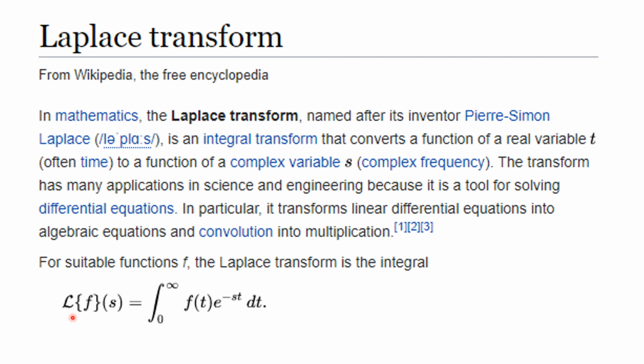So the Laplace transform of the function f, and this is a function of the variable s, is the improper integral from 0 to infinity of f of t times e to the minus st dt. So you're basically doing this transform. Although I can't go into actually using this to solve differential equations, I will talk about in general how this works.